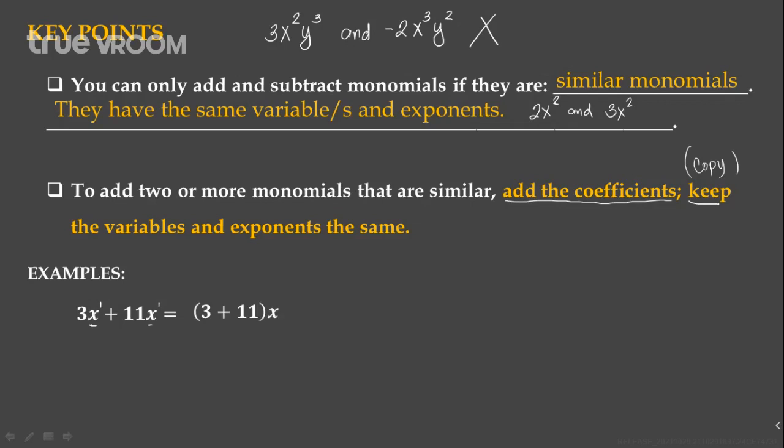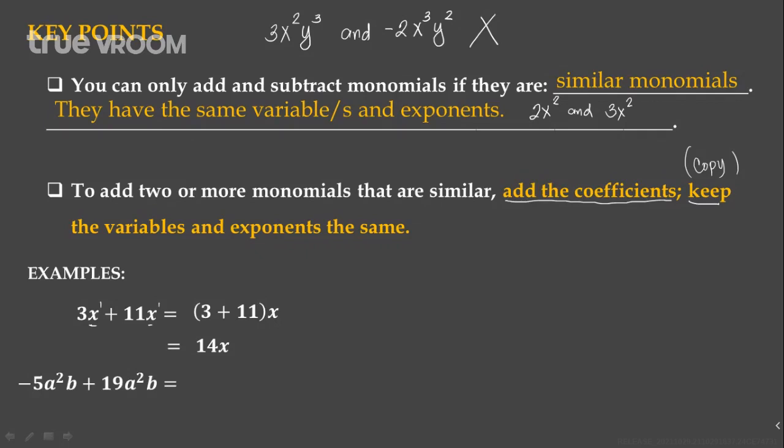So combine 3 and 11 because we are adding 3 plus 11, and then keep or copy the variables and exponents. You just need to copy x because they are similar. Get the sum: 3 plus 11 is 14, and copy the variables and their exponents. So your answer is 14x. Do you understand? Yes.